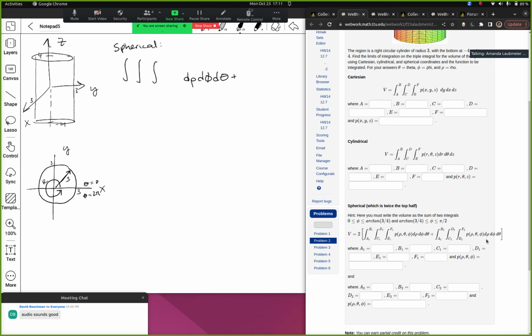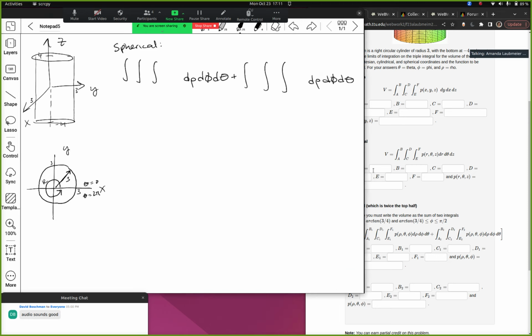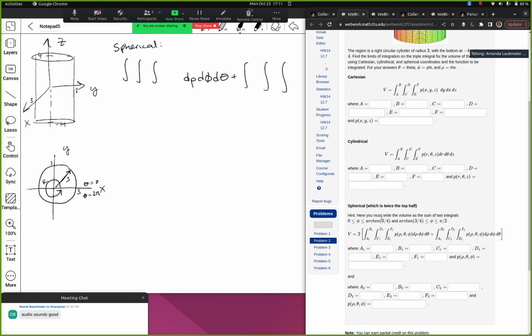I hope there's enough room here. So let's go ahead and get started on that next. So the place where these two things are being set up is for phi from 0 to arctan 3/4, and then from arctan 3/4 to pi over 2.